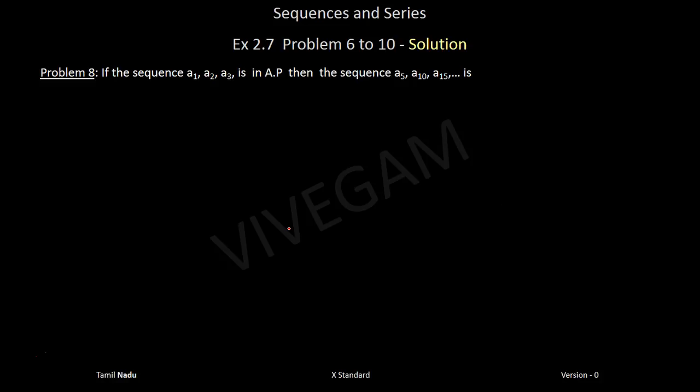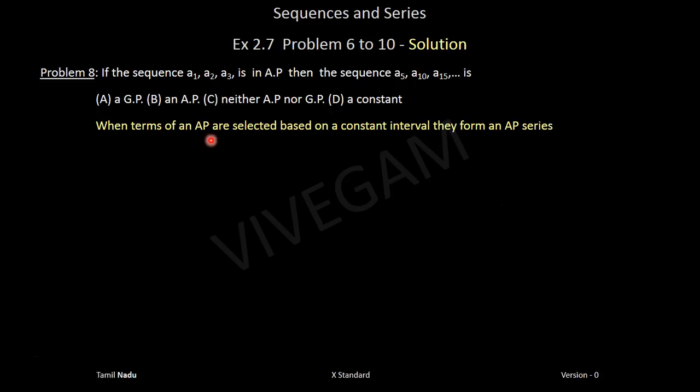If the sequence A1, A2, A3 is in AP, then the sequence A5, A10, A15 is a GP, an AP, neither AP nor GP, or a constant. There is a condition in the AP. So in the AP series, when the terms of an AP are selected based on a constant interval, they form an AP series.